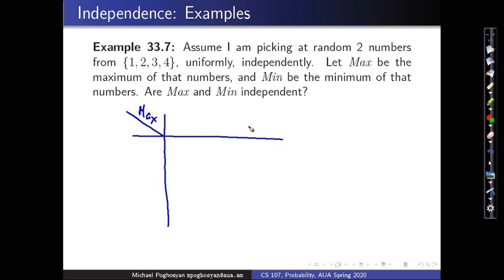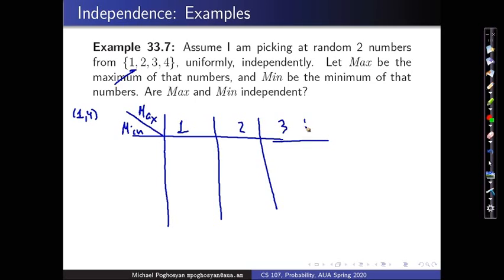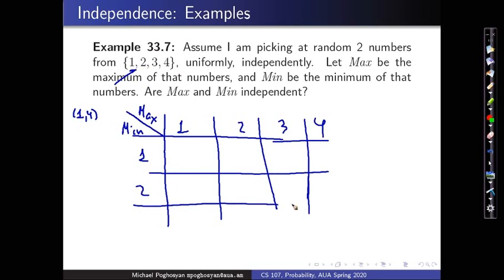The values of max, the values of min. Because I'm choosing elements from 1, 2, 3, 4, max can be the maximum of the two elements I'm choosing. Say the first time I'm choosing 1, second time I'm choosing 4, then the maximum is 4. The maximum can be either 1 or 2 or 3 or 4. And the minimum also can be one of these four numbers: 1, 2, 3, or 4.